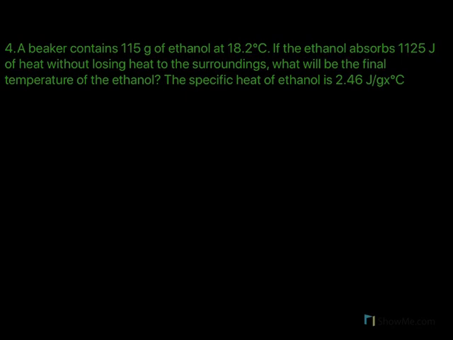And now I'm going to do just a few of the worksheet chapter 5 problems. So this question starts with 115 grams of ethanol at 18.2 degrees Celsius. And they're asking if it absorbs 1,125 joules of heat, what will be the final temperature? So we've got heat, we've got change in temperature, so we'll use this Q equals M times S times temperature final minus temperature initial.